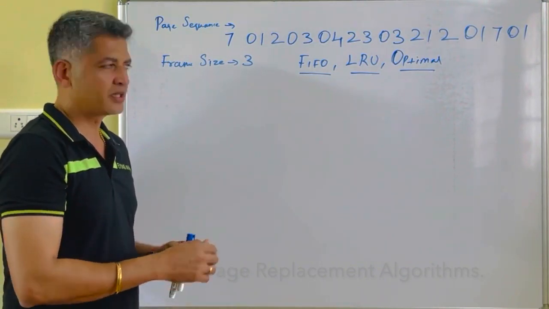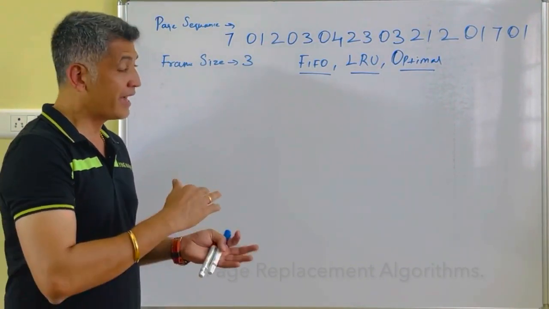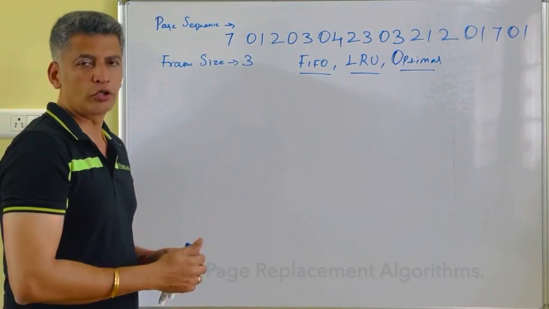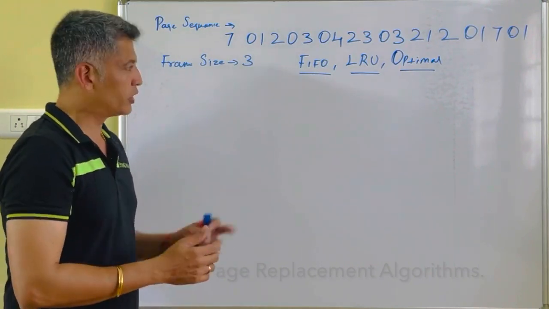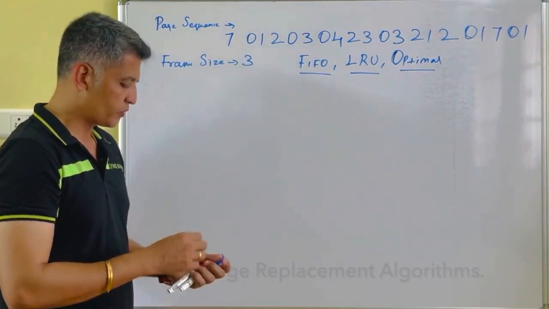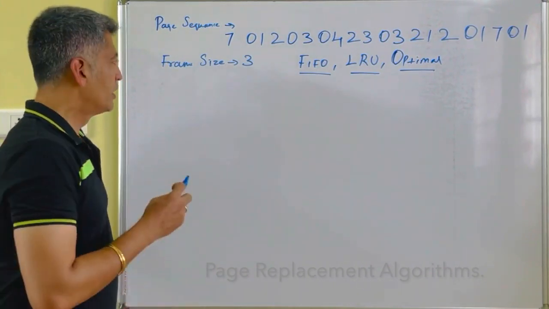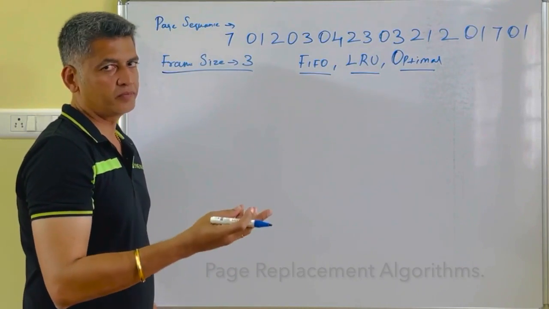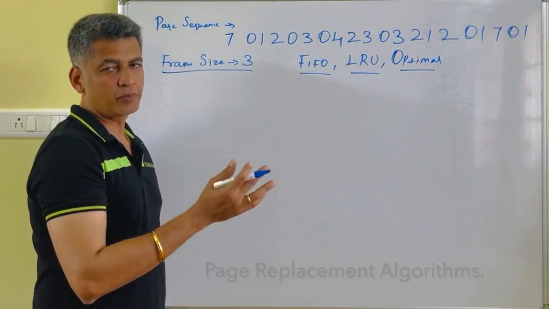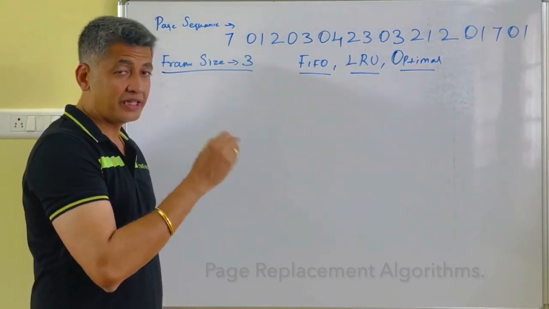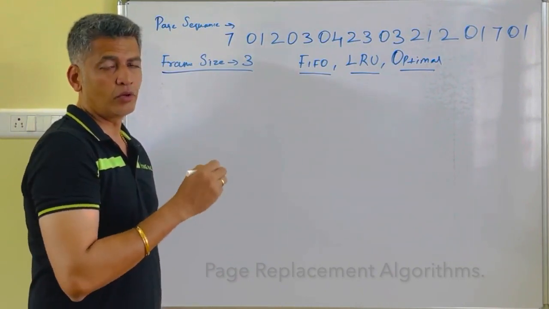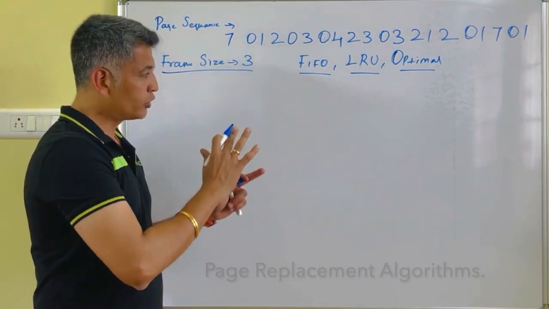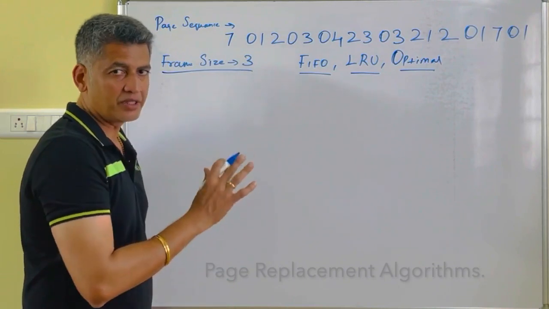The other two algorithms are the second chance algorithm and the enhanced second chance algorithm, but we are not going to discuss those two in this video. We are going to discuss these three algorithms. I have already mentioned that you may know what paging is, what page replacement is, and the meaning of page hit and page fault. Here I'm just going to concentrate only on the page replacement algorithms.